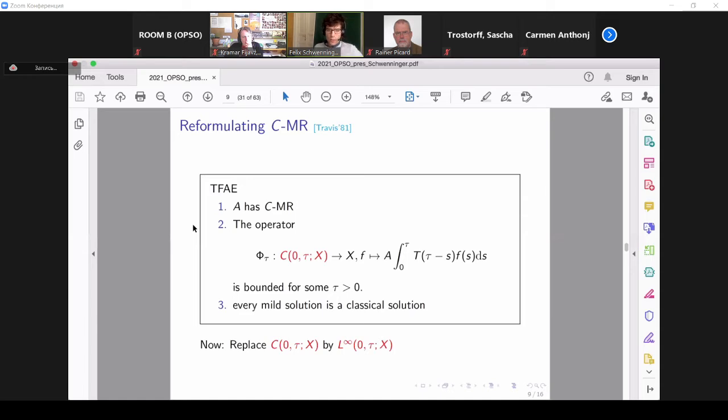Okay, I mentioned this before. Actually, what Travis was interested in is another equivalence in this statement, namely that every mild solution of the abstract Cauchy problem is in fact a classical solution. Well, this is something you hardly ever expect. Turns out that this is equivalent to A having maximal C regularity. Okay, and there's another equivalent condition about certain semi-variation. I will spare you the details about this because it's not important for the rest of the talk.